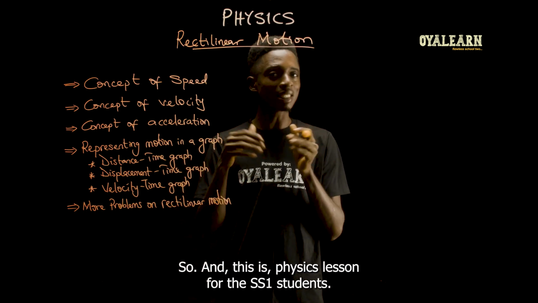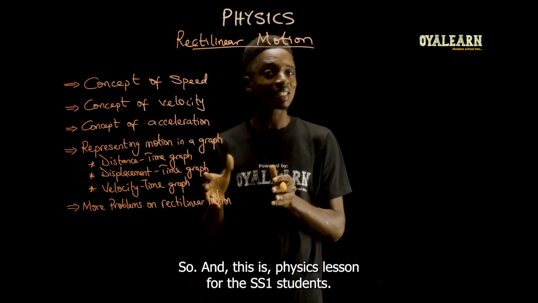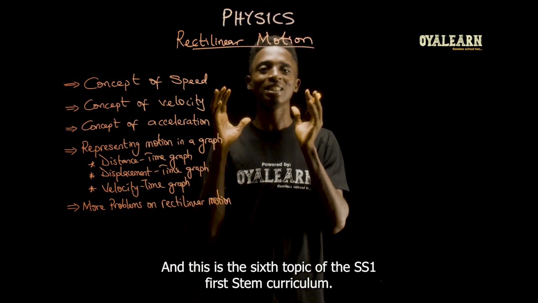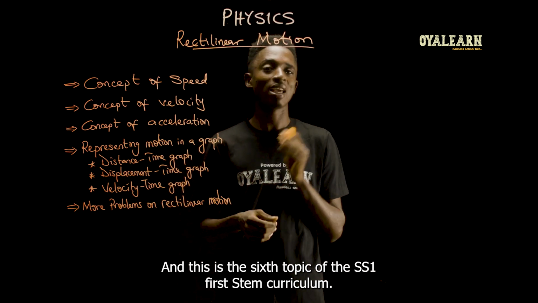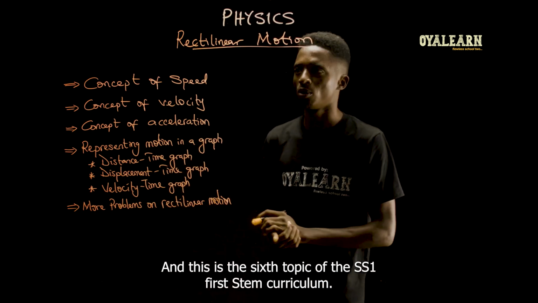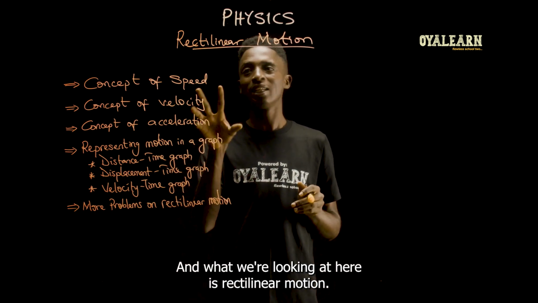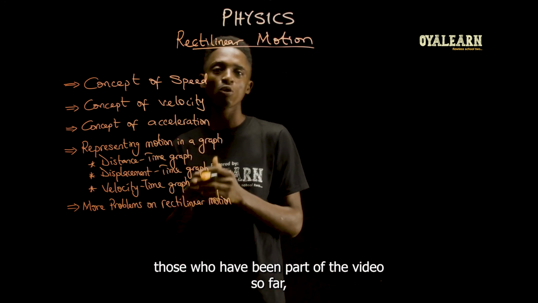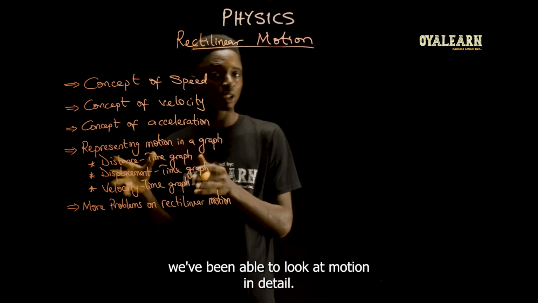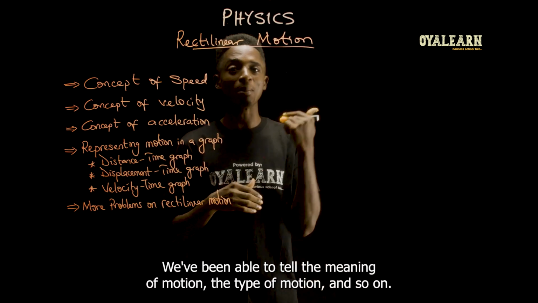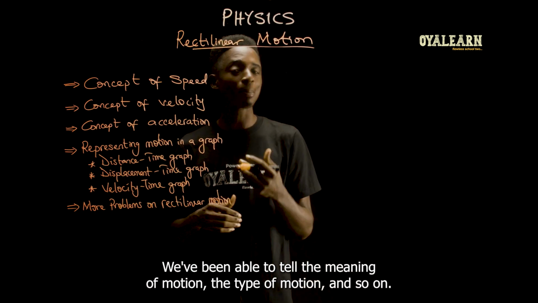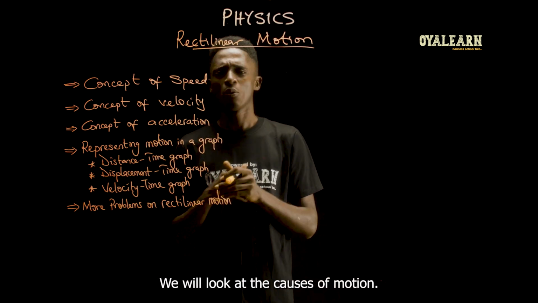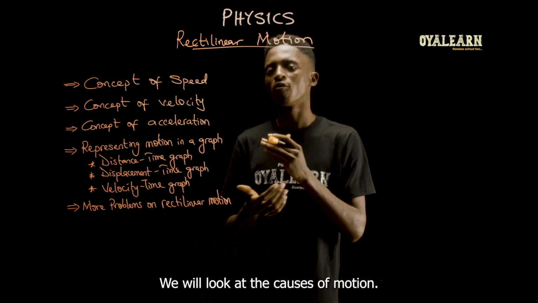So this is our physics lesson for the SS1 students, and this is the sixth topic of the SS1 first term curriculum. And what we're looking at here is rectilinear motion. Now, to those that have been part of the video so far, we've been able to look at motion in detail. We've been able to tell the meaning of motion, the type of motion, and so on. We even looked at the causes of motion.